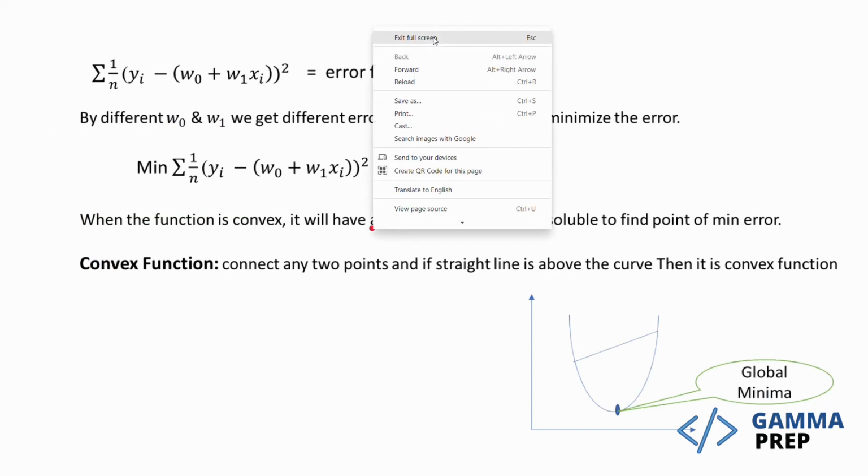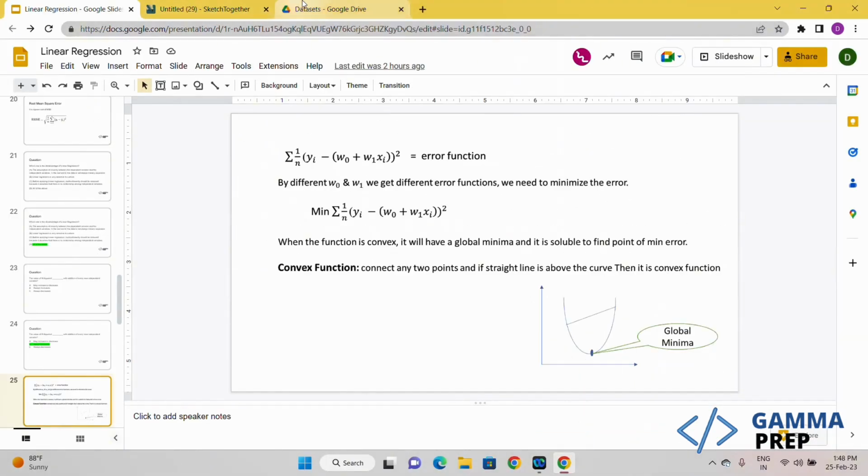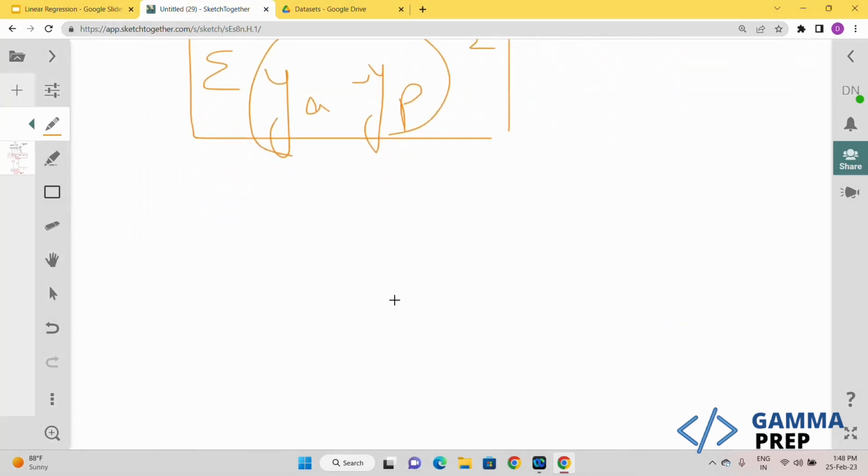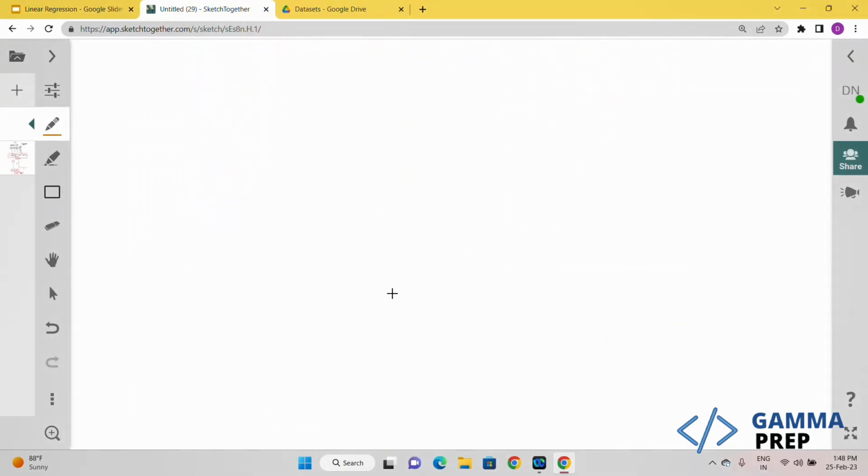Now I will cover a bit of mathematics. This is completely optional. How do we figure out the right values of W0 and W1? The mathematics that I do here is completely optional, but you should understand the gist of it. You should not remember the mathematics, but you should understand the concepts that I'm discussing here. Okay? So the error function.